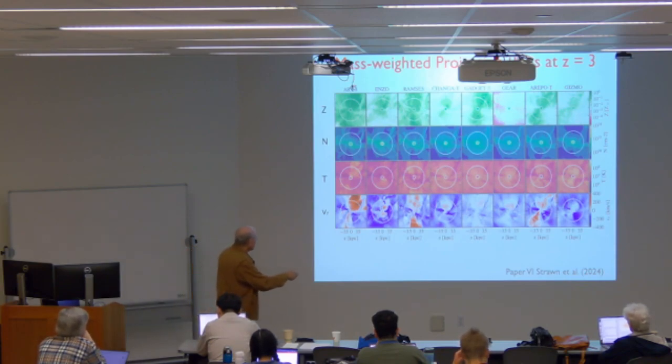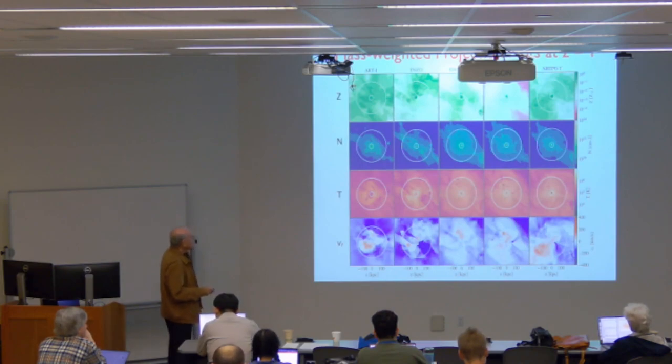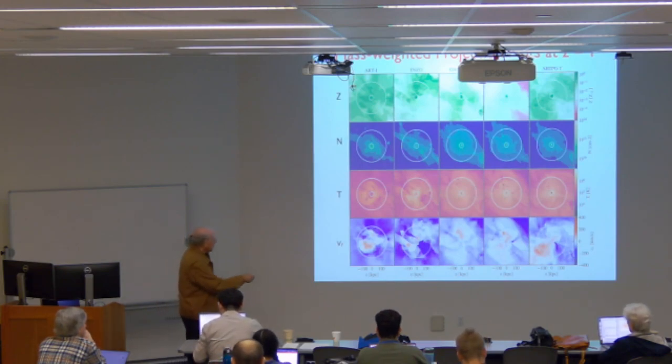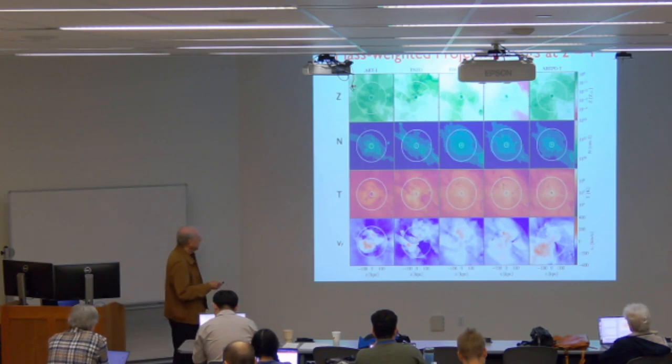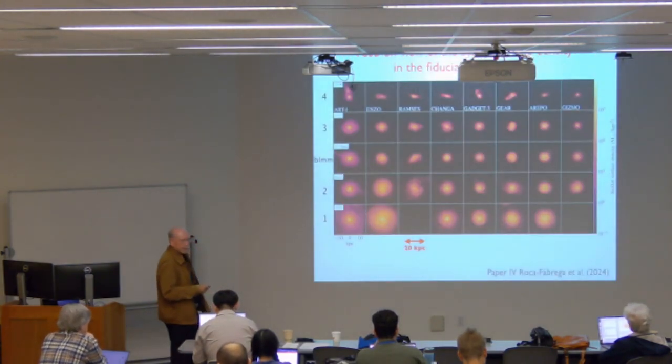And the different codes aren't all the same, but there are some sort of obvious similarities. This is the same thing now at redshift 1. At the time the paper was finalized, not all the codes had gotten down below redshift 1. There's a couple more that did. This is just to give you a sense of what's in these papers.